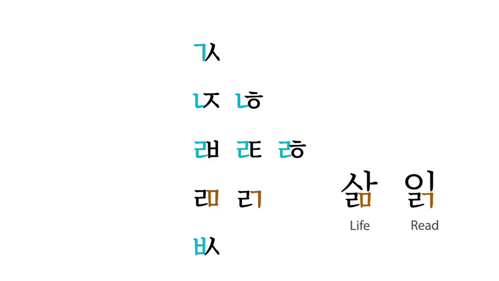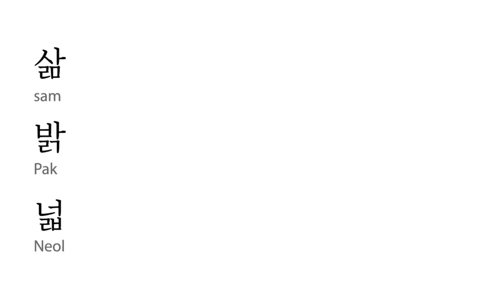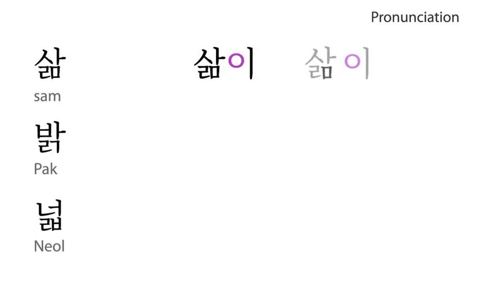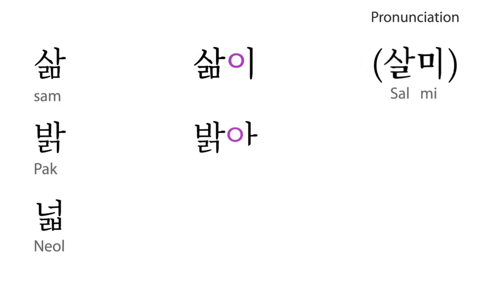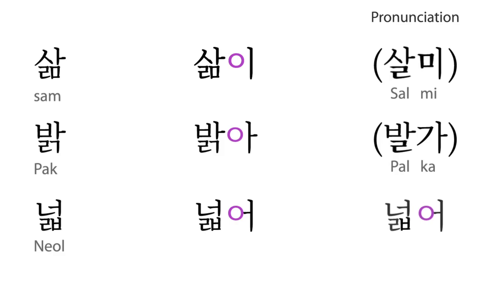But when the next block starts with a circle, the pronunciation of the second consonant moves to the next block, and both letters are read normally. 삶, 삶이. 박, 밝아. 널, 넓어.